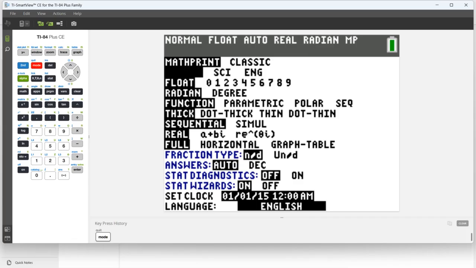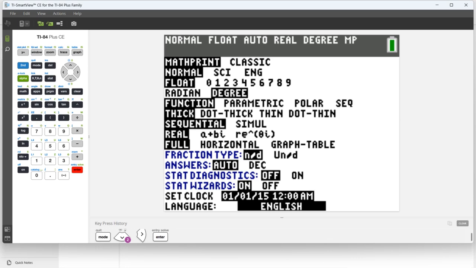Okay, so for me, that's like the fourth line down. Radian and degree. And you can see that radian is currently highlighted. That's no good. I want degree. So what you've got to do is go over to degree and then press enter. And now notice a couple things. First of all, notice that degree is highlighted.